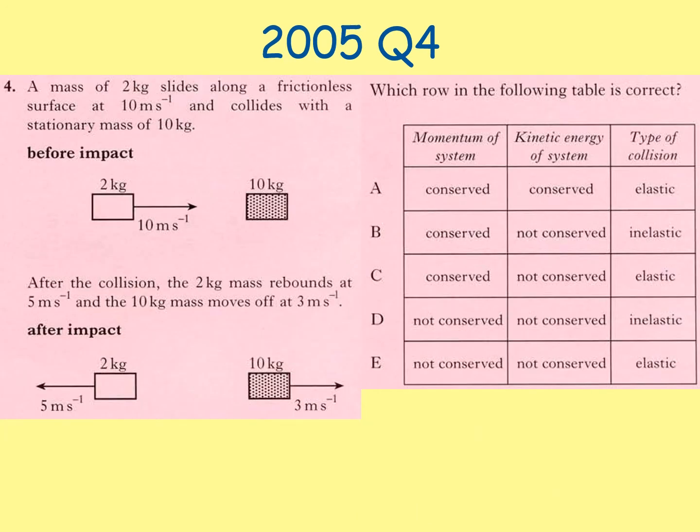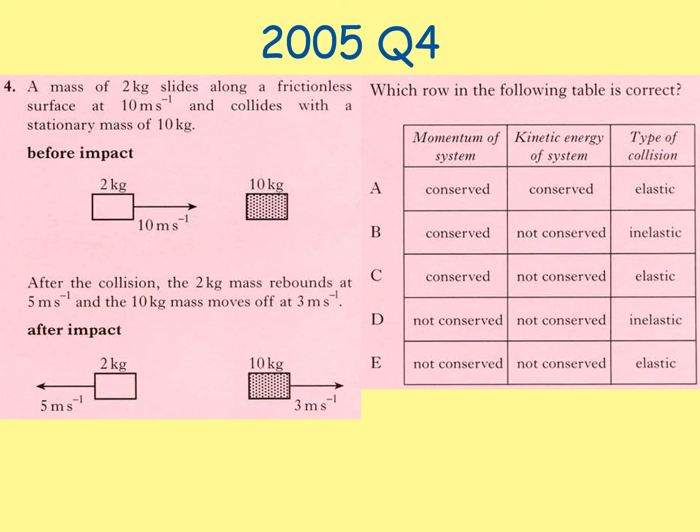A mass of 2 kilograms slides along a frictionless surface at 10 meters per second and collides with a stationary mass of 10 kilograms. After the collision, the 2 kilogram mass rebounds at 5 meters per second and the 10 kilogram mass moves off at 3 meters per second. Which row in the following table is correct? So similar to the last question, we want to work out the momentum of the system, kinetic energy of the system, and the type of collision.